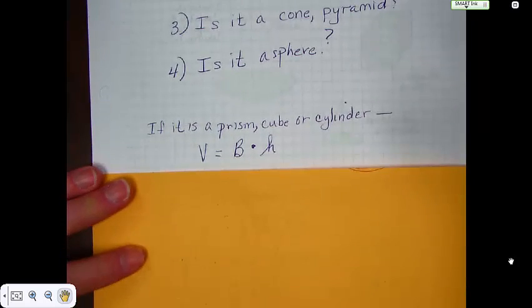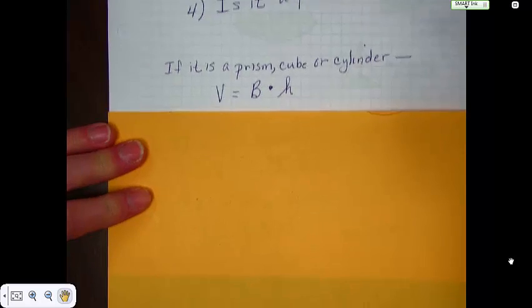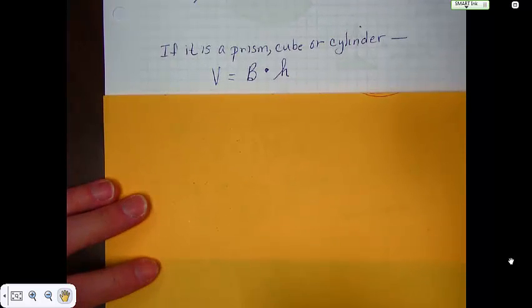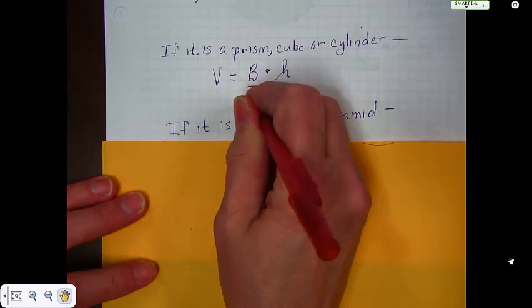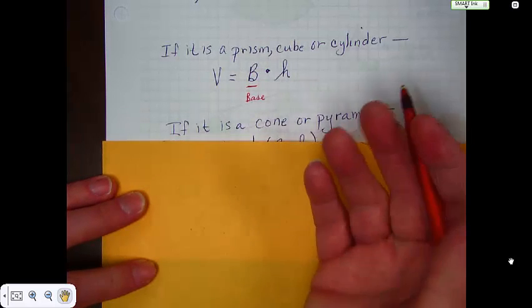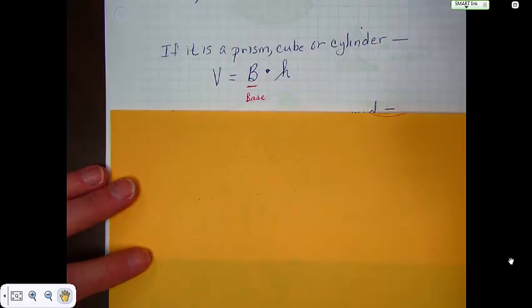If it's a prism, cube, or a cylinder, it is the very simple formula of the big B, which means the base, times the height. And height is usually pretty well defined for you. You should be able to find it.